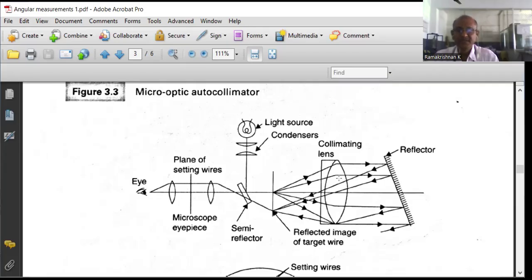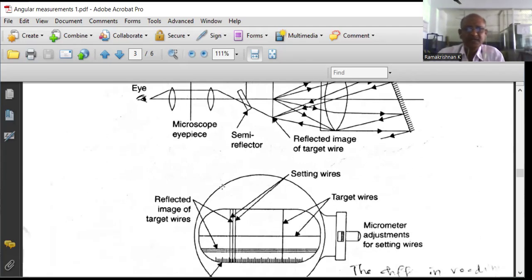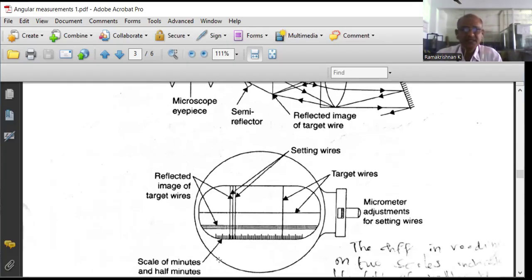But if the workpiece or reflector is tilted through a certain angle, the reflected rays also get deflected and go to the eyepiece. So it can be seen in the two wires: one is the target wire and the other the setting wire. By comparing the setting wire and the target wire, we can know the deviation between the two measurements. From that we can easily calibrate the angular deviation.